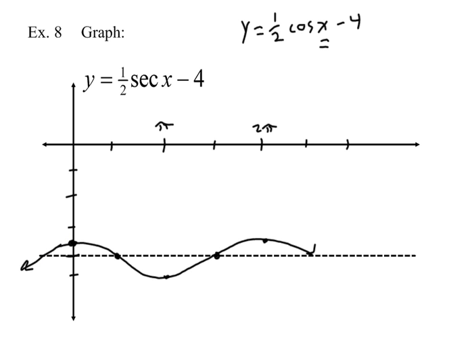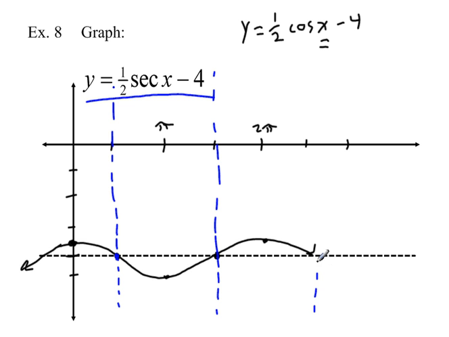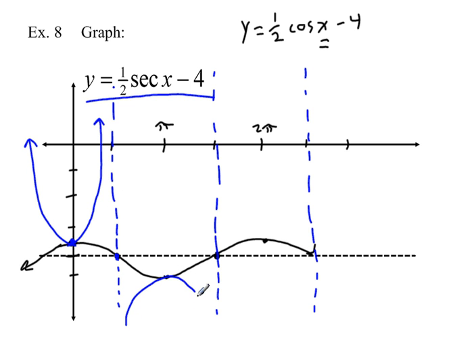All right, but we don't care about that graph. We want to graph y equals 1/2 times the secant of x minus 4. So at these intercepts, we're going to have asymptotes. And we could get those on and on forever. In between the asymptotes, we're going to have these U-shaped curves that are going to touch our cosine graph at one point. And again, these curves will go on and on forever.